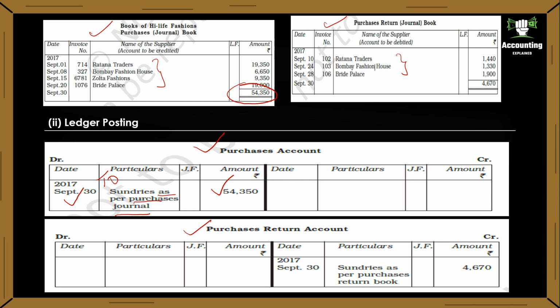I have uploaded videos on cash book, single column, double column, petty cash book, all special journals in the previous videos. You can go through those videos for a better understanding of the special journals. Okay. Now coming to the purchases return account, the total balance is 4,670. So this will be transferred to the credit side of the purchases return account. On September 30, 2017, similarly this will also be written as by sundries as per purchases return book 4,670, which is the total amount.